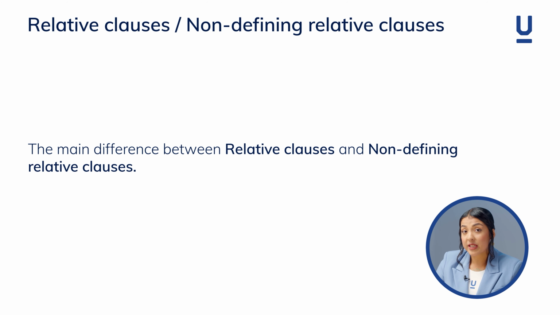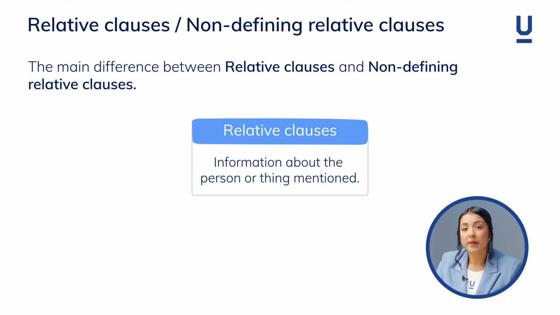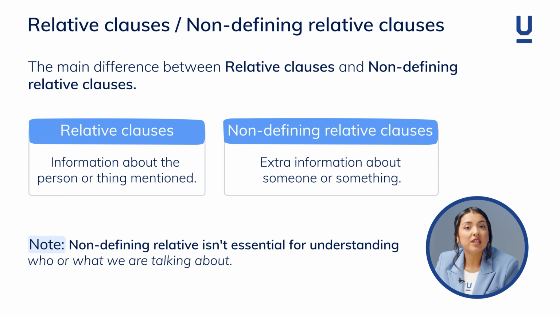The main difference between relative clauses and non-defining relative clauses is that while relative clauses give us information about the person or thing mentioned, non-defining relative clauses give us extra information about someone or something. So a non-defining relative isn't essential for understanding who or what we are talking about.